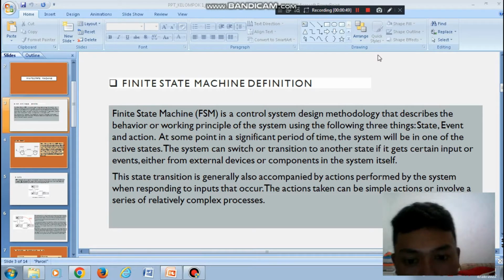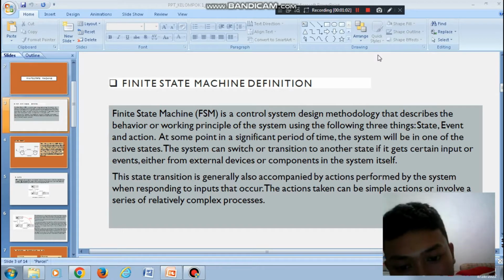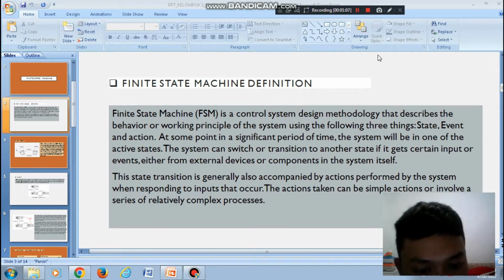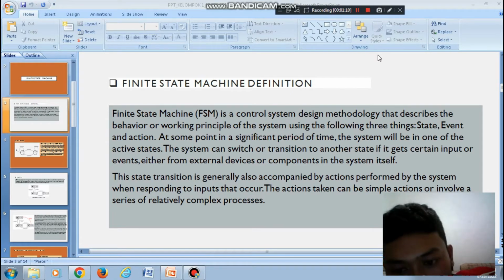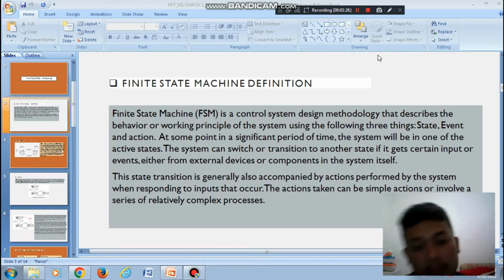The system can switch or transition to another state if it gets a certain input or event, either from an external event or a component in the system itself. This state transition is generally also accompanied by an action performed by the system when responding to the input that occurs. The action taken can be a simple action or involve a series of relatively complex processes.